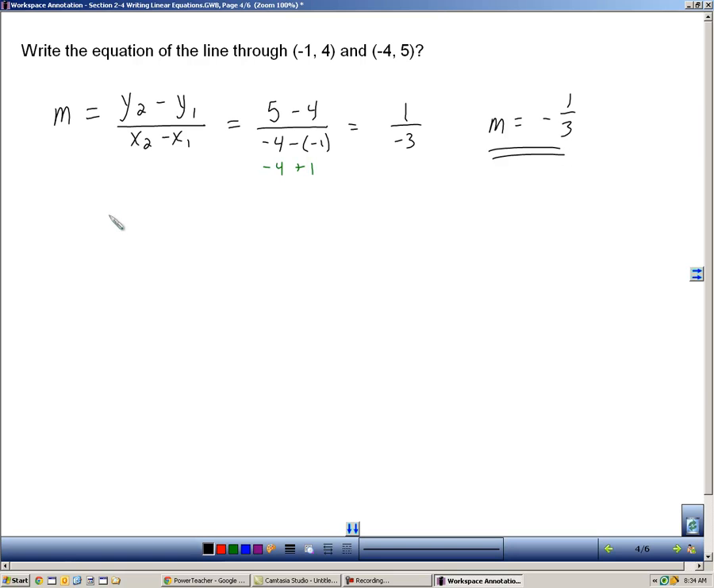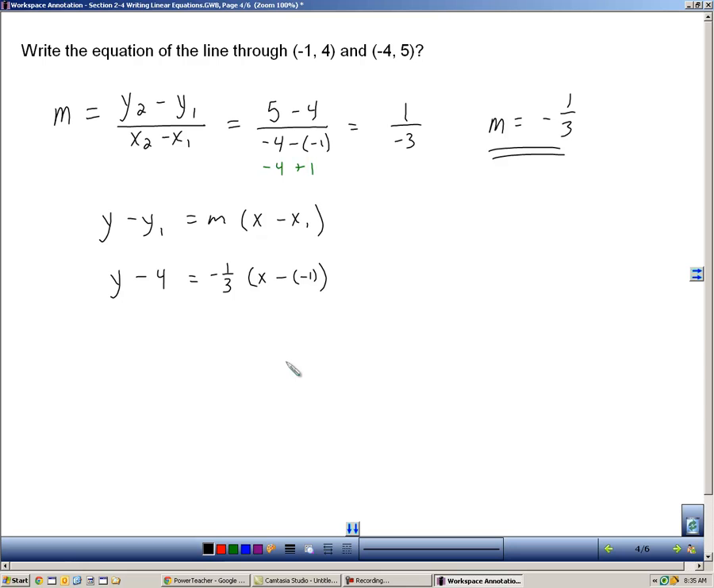Now, because we just learned about point-slope form, I'm going to write my equation in that form. And the way I'm going to do it is I'm going to put my m, or my slope, my negative 1/3, in for my m, and I'm going to put one of my points in for the x sub 1 and y sub 1. It doesn't matter what point you pick. I'll choose the negative 1 and 4, which means this is going to be y minus 4. And my m is negative 1/3 with an x minus negative 1.